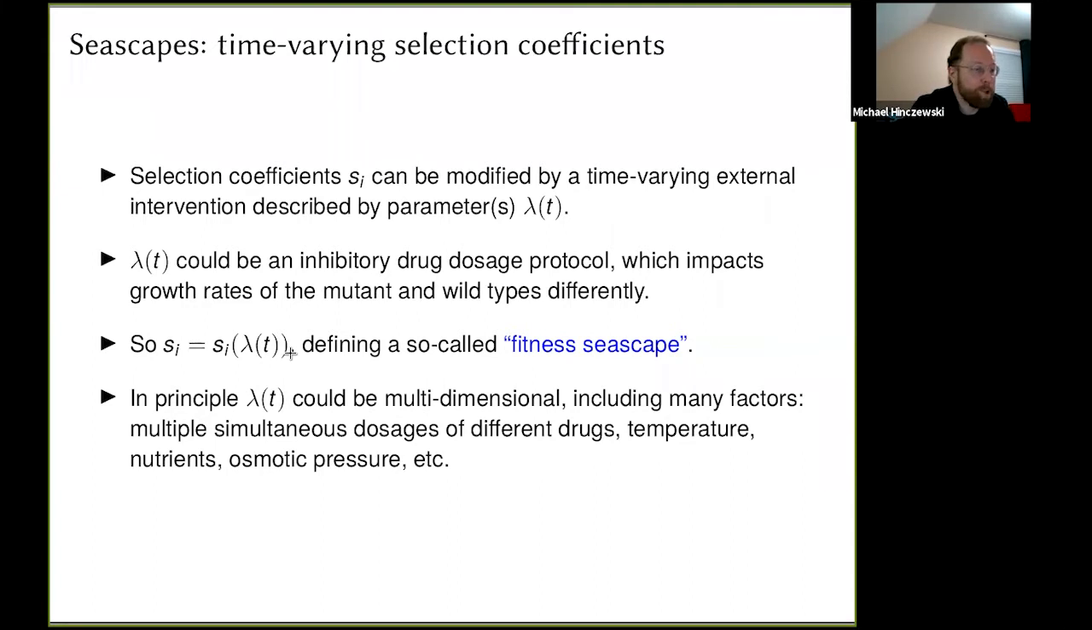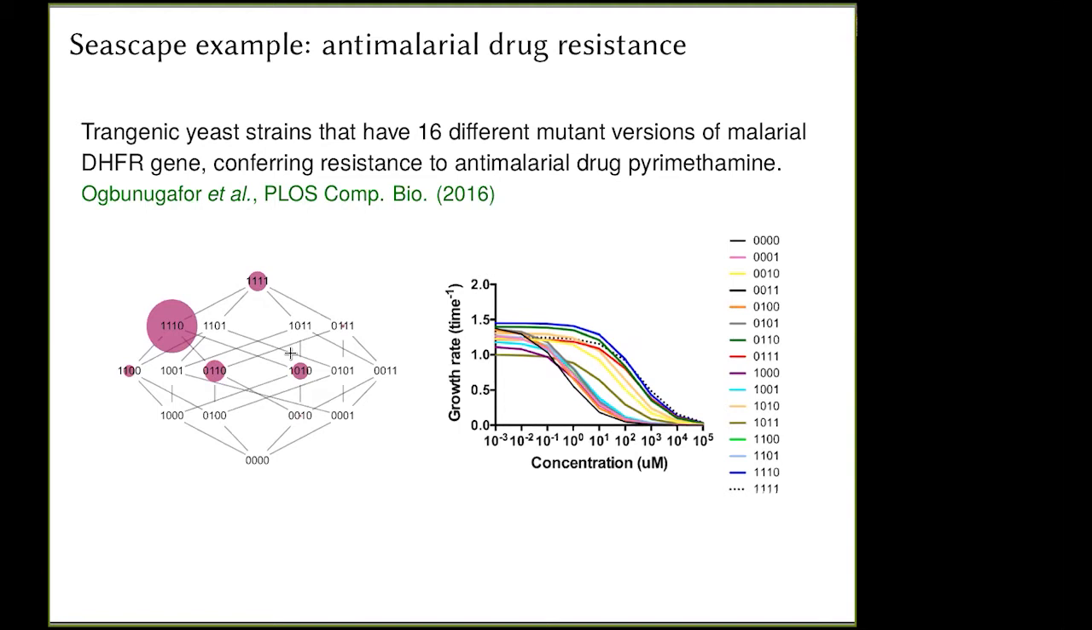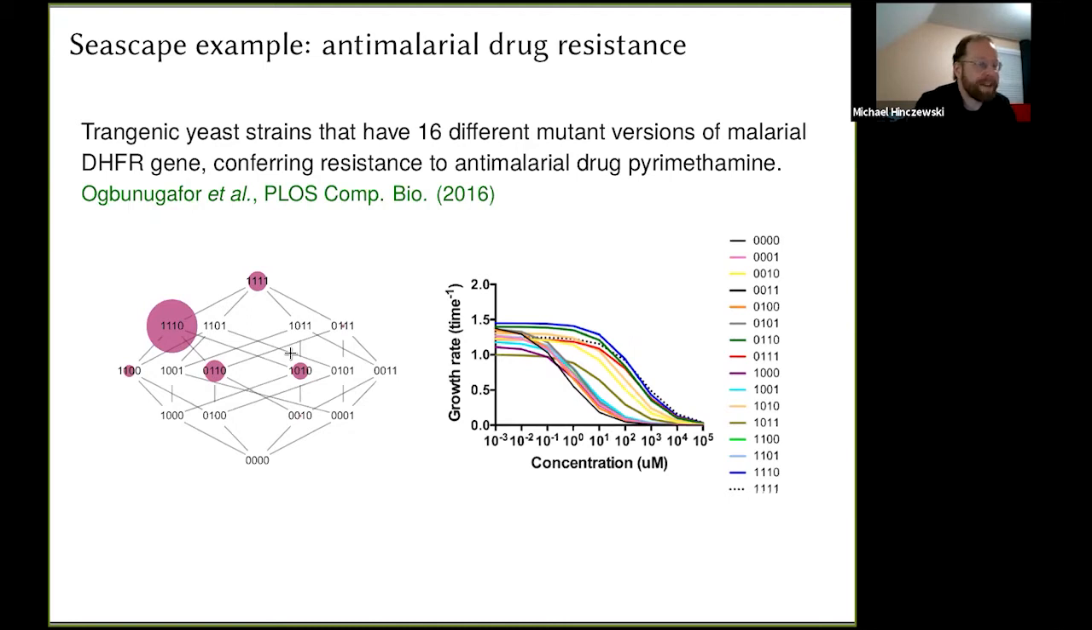Just as a concrete example, which we'll return to numerically later on, this is one of the nicer systems in that they've done a kind of complete mapping of the seascape of how these fitnesses depend. This is for a system focused on a gene called DHFR, which is naturally expressed in the malarial parasite, and there are different variants of it which have different degrees of resistance to typical anti-malarial drugs. In this case, the drug is pyrimethamine.